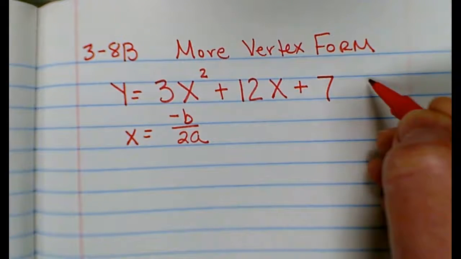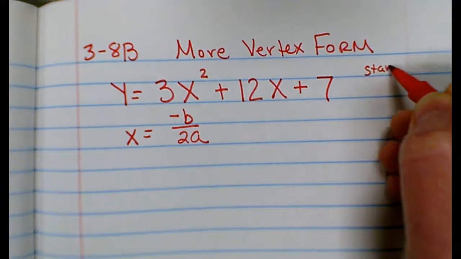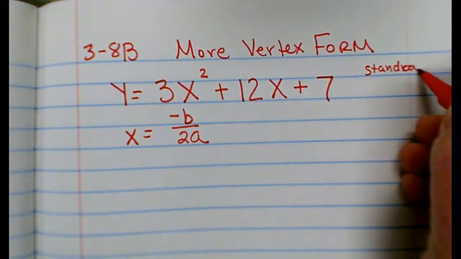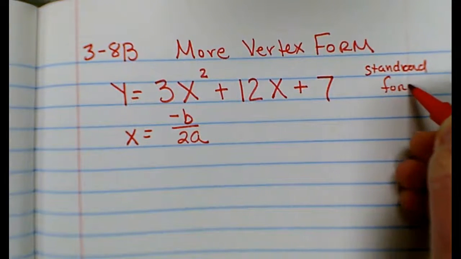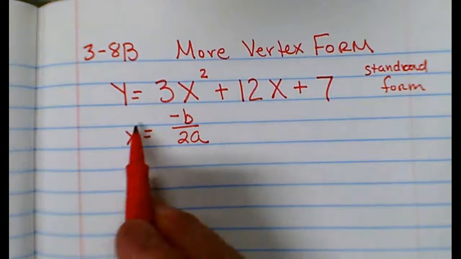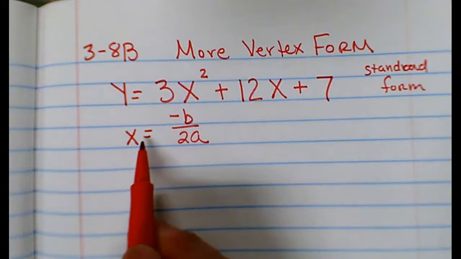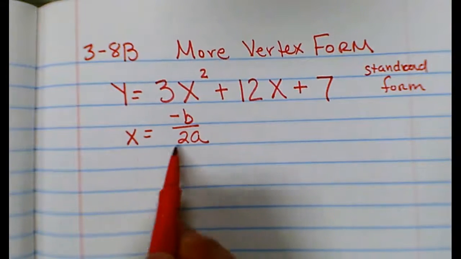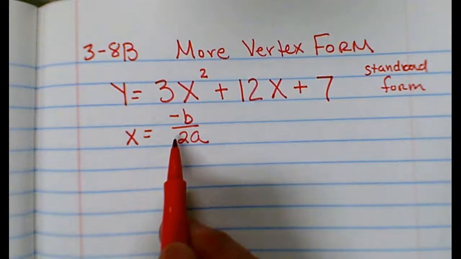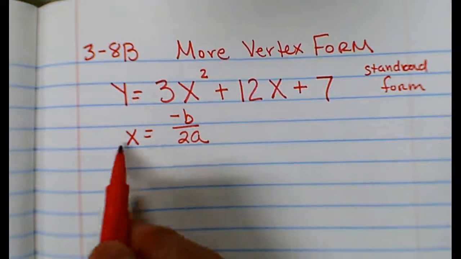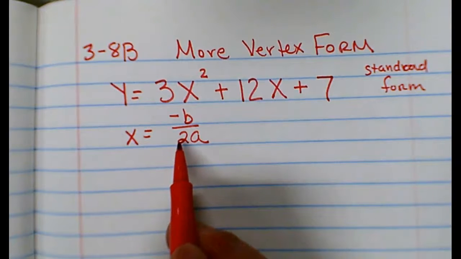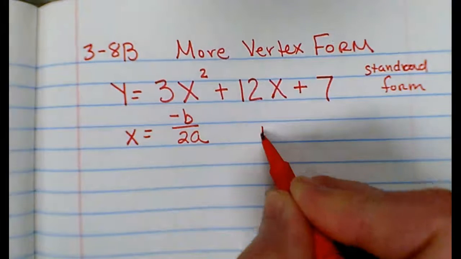This is in standard form. To change it to vertex form, you need to memorize this little formula. After you use this formula, what do you do next?